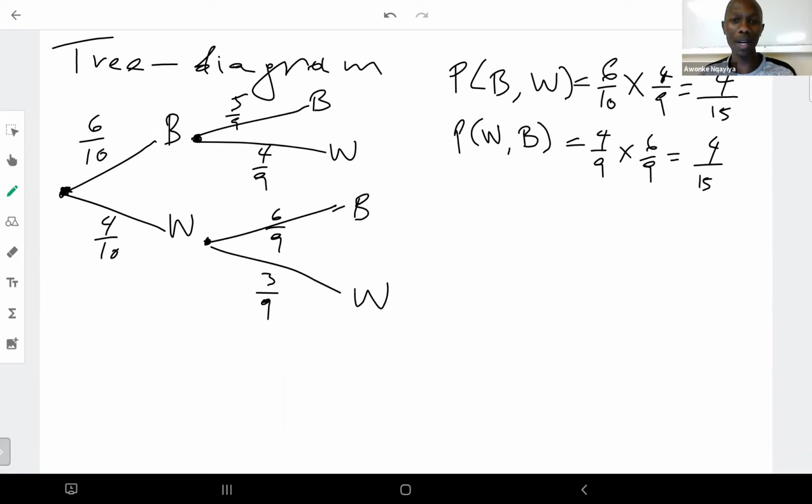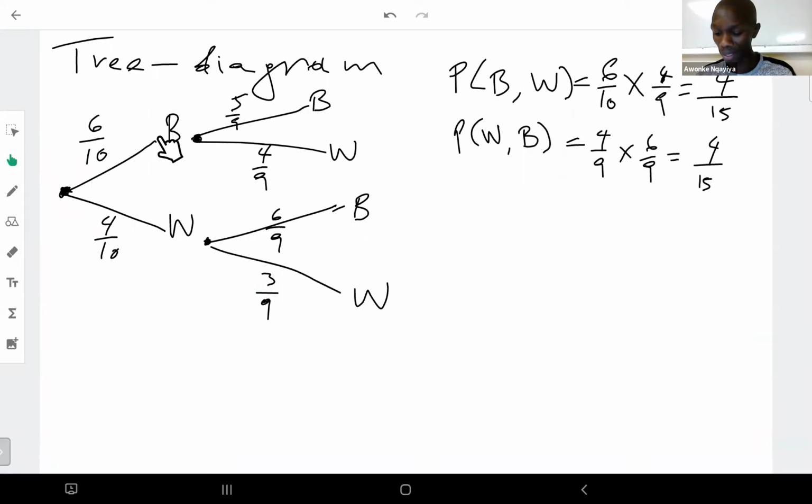It does not matter now whether the first ball that you took was black or the first ball that you took was white. It has to be a combination of black and white. Strictly the combination of black and white. You will go to your tree diagram and observe the branches that give you black and white.